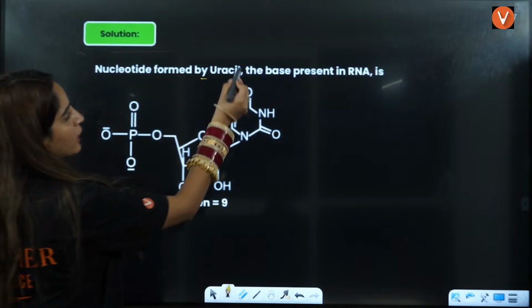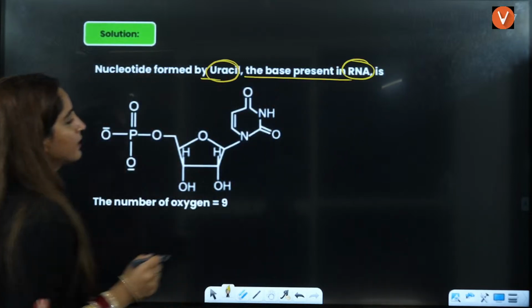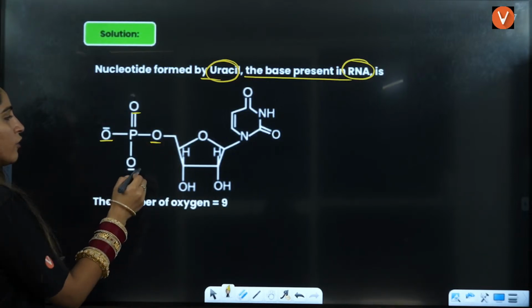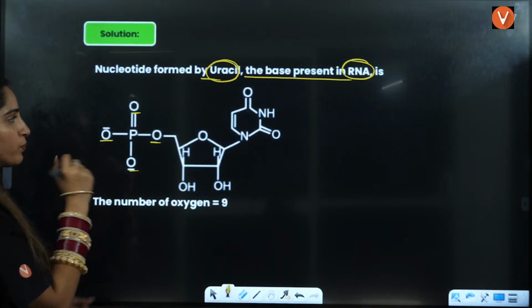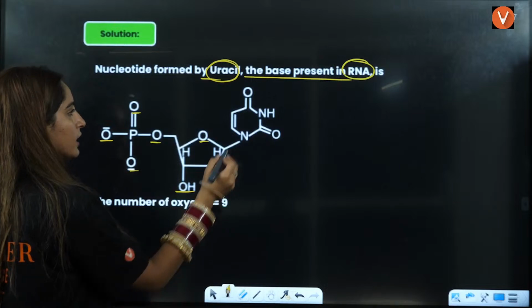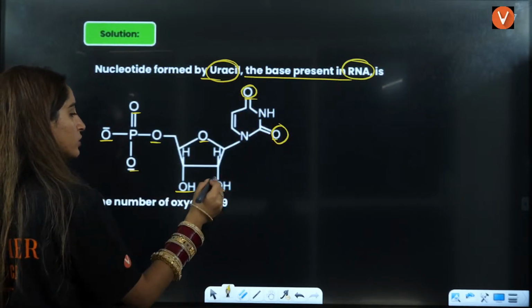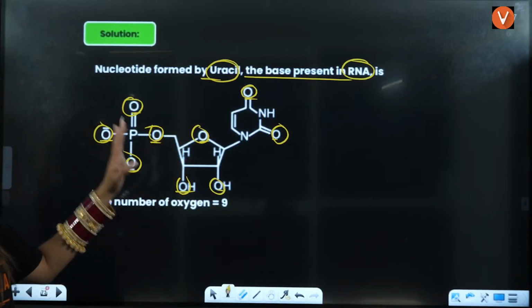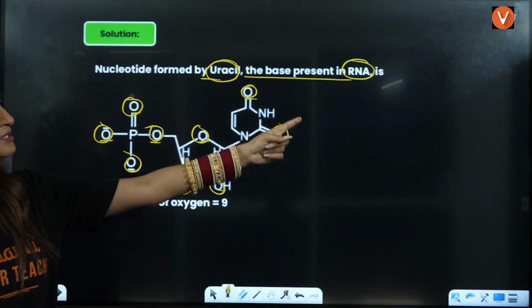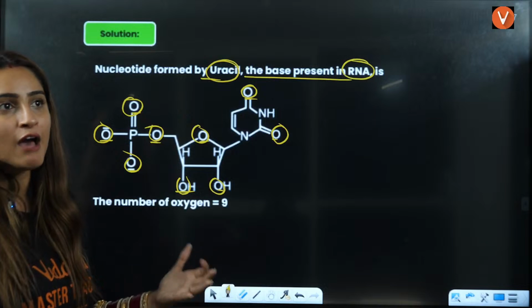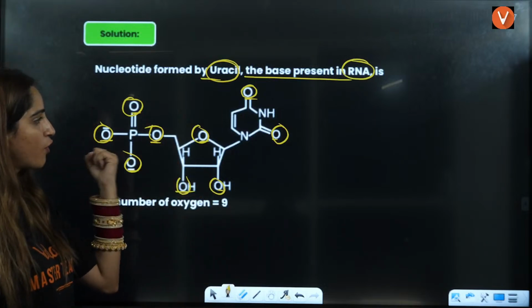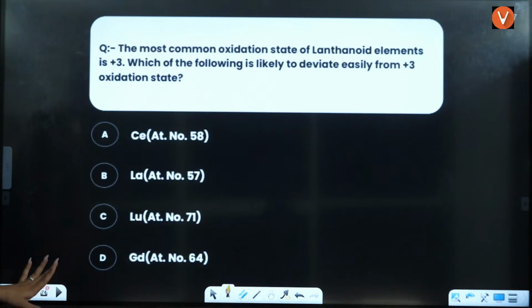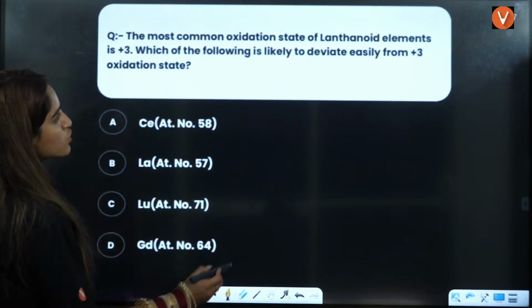So the nucleotide formed by uracil, the base present in RNA. Number of oxygens: 1, 2, 3, 4, right? That is attached with the phosphate group. Okay, 1, 2, 3 and 1, 2. So it will be 1, 2, 3, 4, 5, 6, 7, 8, 9. Okay, so the total is going to be 9. In RNA, you have ribose sugar. So this is the ribose sugar, this is the phosphate group, and this is the uracil that has 2 oxygens. So the total will be 9 oxygen atoms, right?